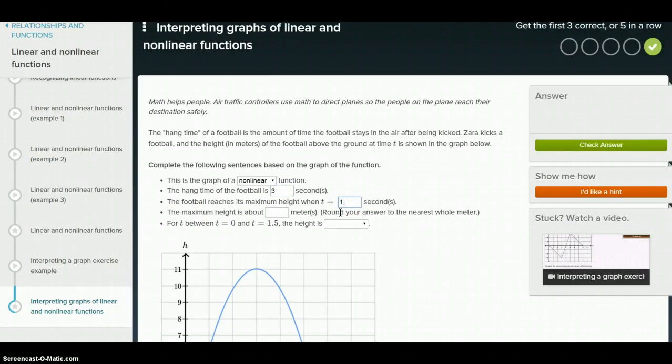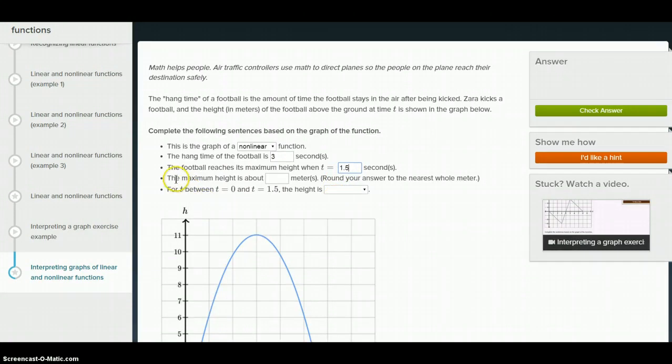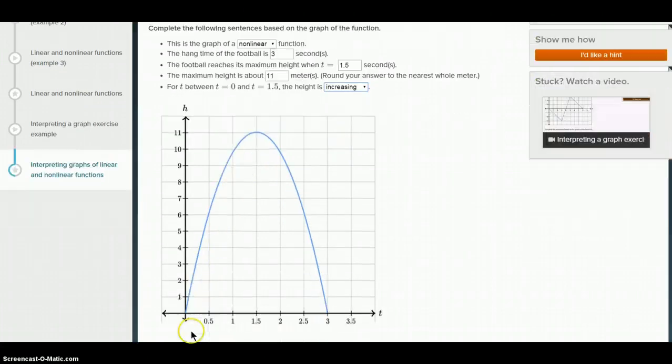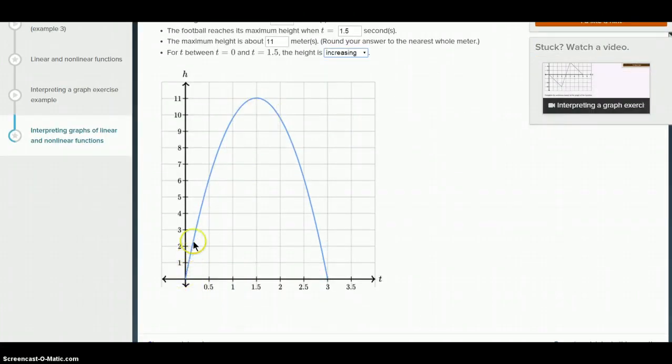Alright, so 1.5. Alright, the maximum height is, well, 11 meters. We already went over that. And for t equals 0 and t equals 1.5, the height is increasing. Alright, we see here, and you can see that it's increasing because the values are going up. And then as soon as they reach this 1.5, it's instantaneously not moving up or down. It's instantaneously at 0. And then everything after that is going down.